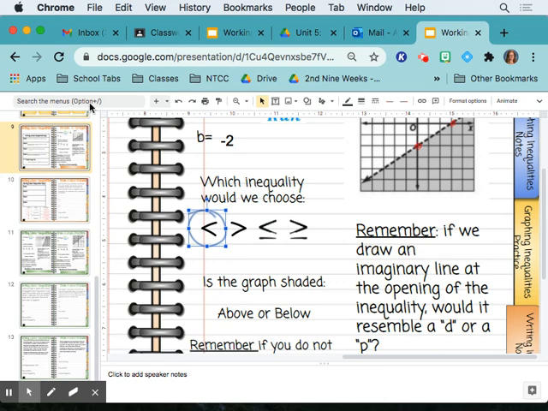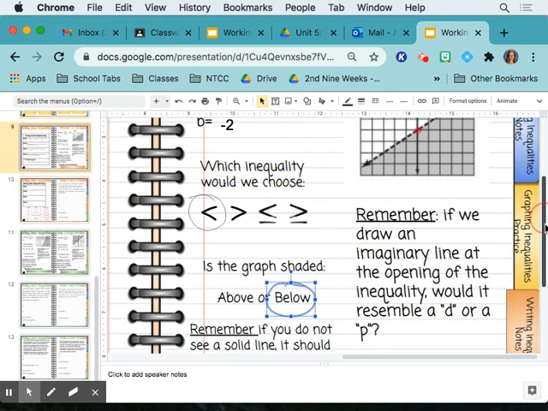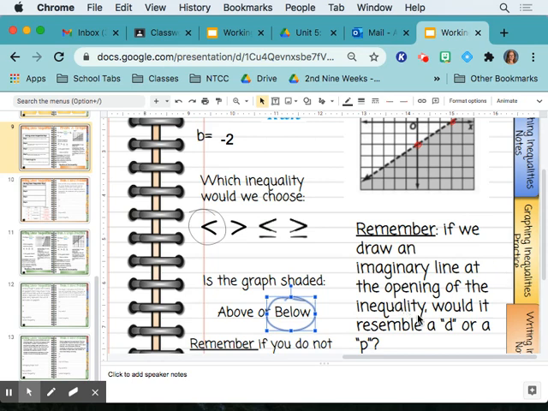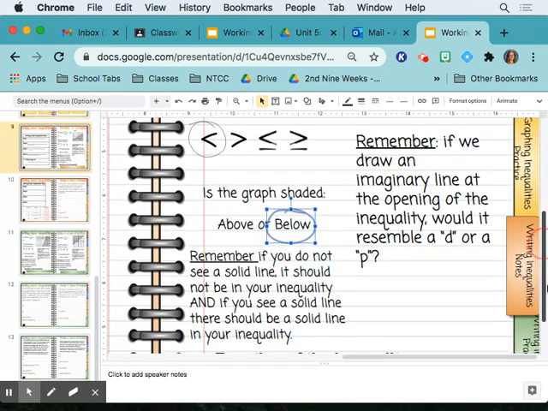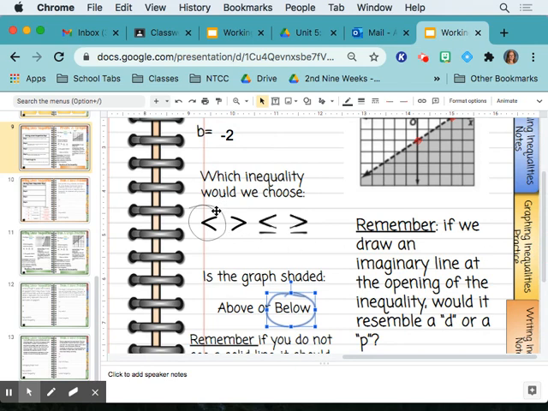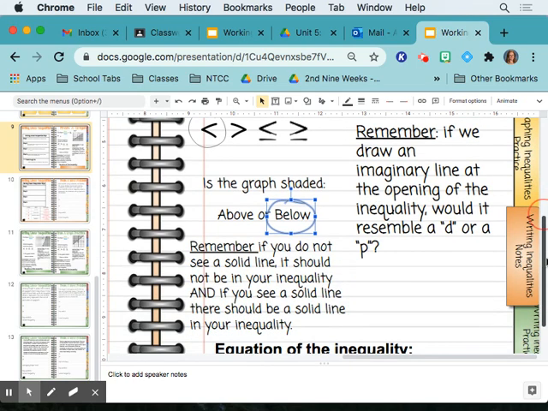Is the graph shaded above or below? We've already done that, but let's go ahead and look at that. Remember, if we draw an imaginary line at the opening, would it resemble a D or a P? This would resemble a D. What does D mean if it resembles a D? Down. Okay, and then remember, if you do not have a solid line, it should not be an inequality with an equal sign. And if you see a solid line, there should be an equal sign in your inequality.